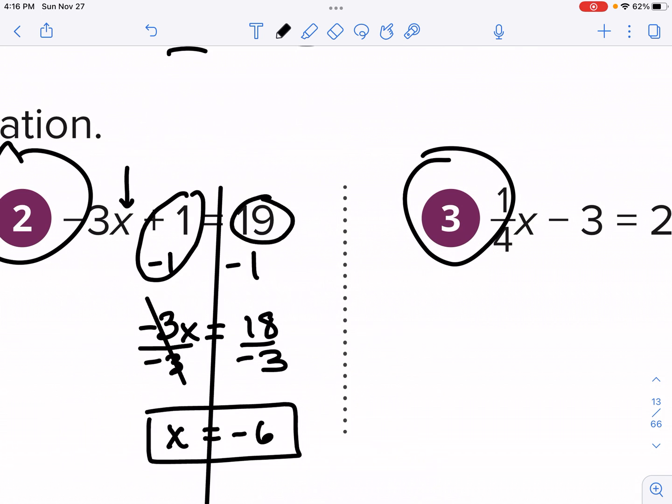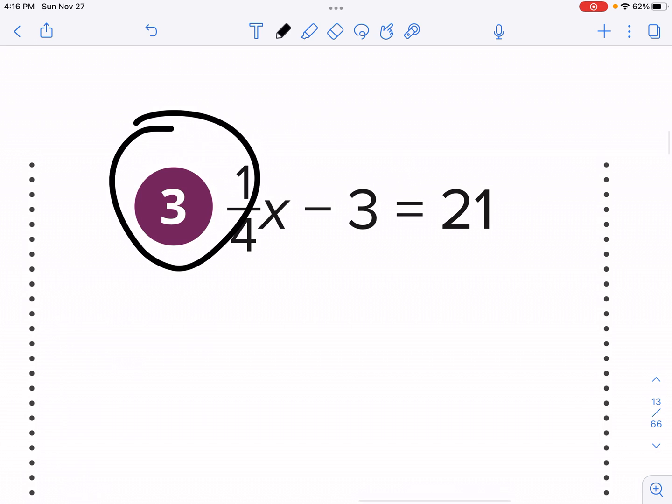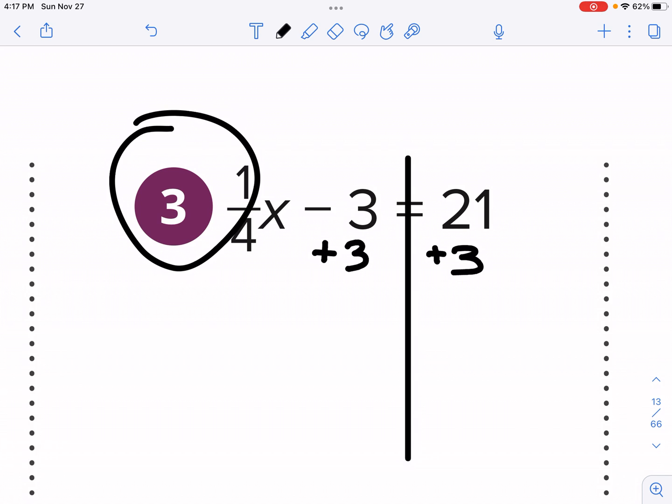I wanted to give us practice with one that has a fraction. So here, same exact things. We're multiplying. We also have this -3. So let's add 3 to both sides. That's how we move things across the equal sign. I have 1/4 x equal to 21 plus 3 is 24.